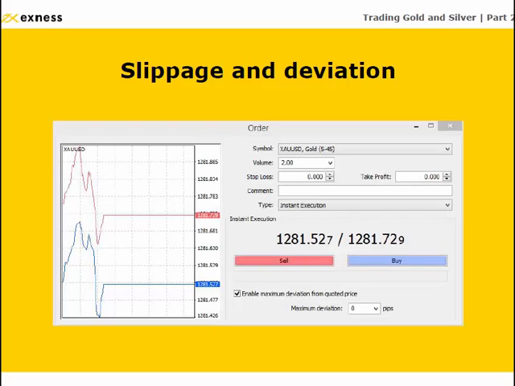It is worth mentioning that gold and silver markets are relatively less liquid than currencies, for example. So it means that from time to time we can see very rapid, very directional, very volatile swings on gold, which can lead to incorrect execution. So in other words, if you place a stop loss order, you should take slippage into consideration. And when you execute your order, you can enable maximum deviation from the quoted price.